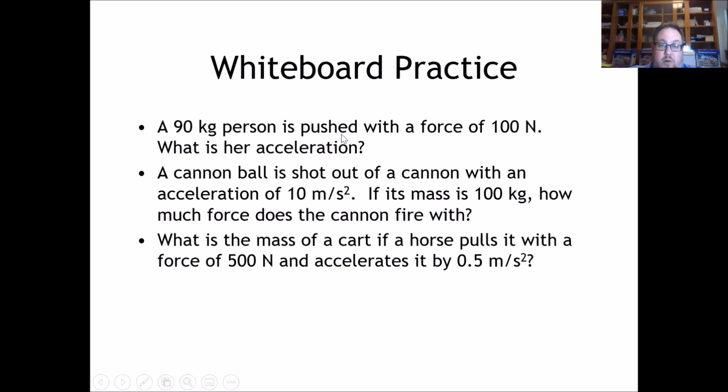Here are 3 more problems that I would like you guys to practice with. The numbers are simple so you can understand the concept. A 90 kilogram person is pushed with a force of 100 newtons. What's her acceleration? A cannonball is shot out of a cannon with an acceleration of 10 meters per second squared. This time the mass is 100 kilograms. How much force does the cannon fire with? Find the mass of a cart if a horse pulls it with a force of 500 newtons. The acceleration is 0.5 meters per second squared.